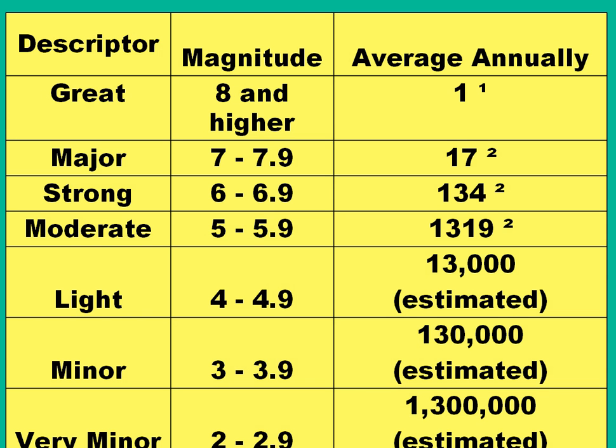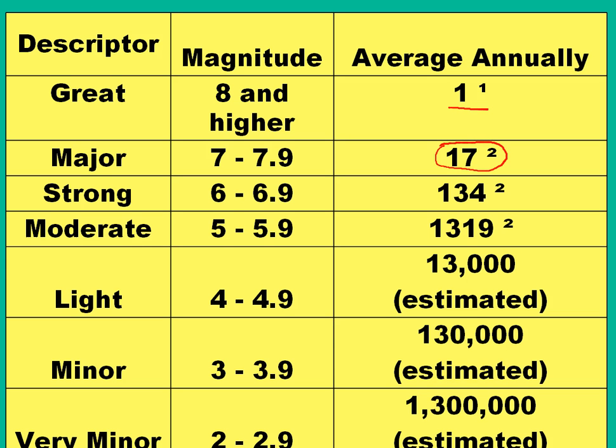So let's look at earthquakes. These great earthquakes that are typically 8 and higher. How many on average do we have? On average, there's approximately 1. How many major earthquakes, 7 to 7.9? We have about 17. And then strong earthquakes is about 134.